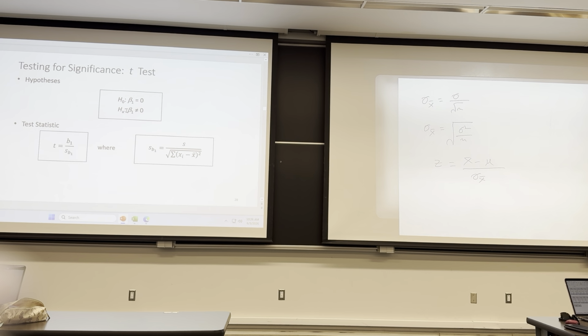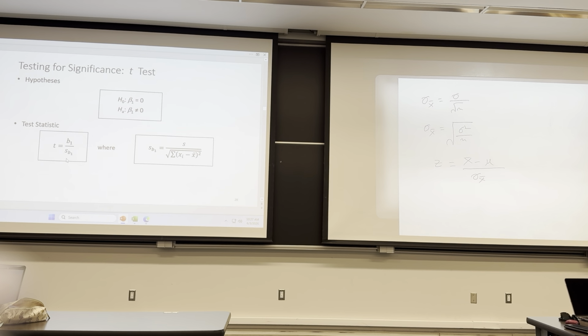Now, my hypothesis statement is going to be B1 is equal to 0 and B1 is not equal to 0. If it is 0, there is no relationship. If it is not 0, there is a relationship. I don't have to have 0 over here. I can also assume the population slope is less than or equal to 4, or more than or equal to 4. I can test for anything. Here I am only interested in whether it is 0 or not.